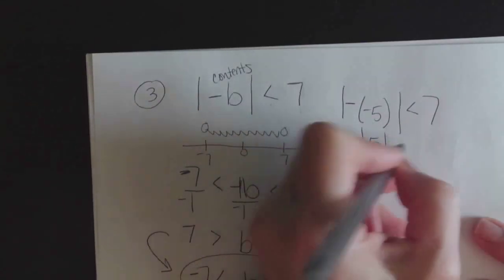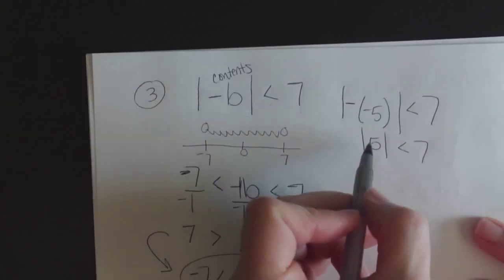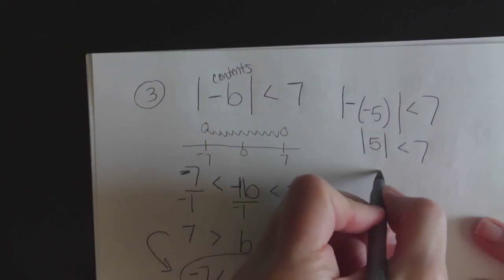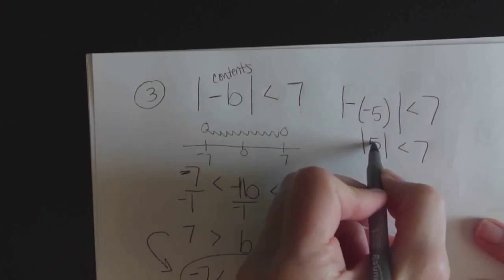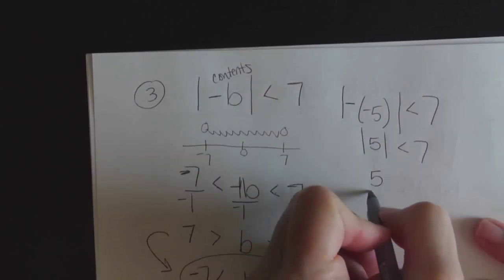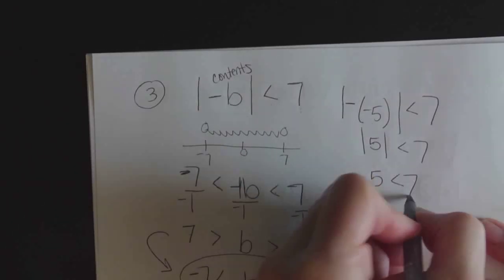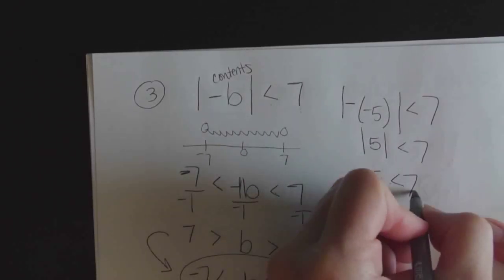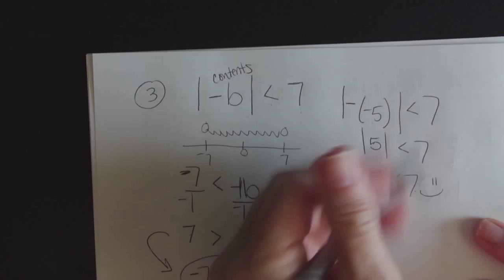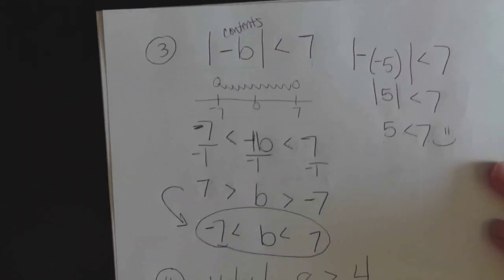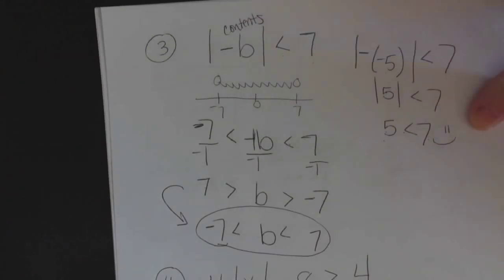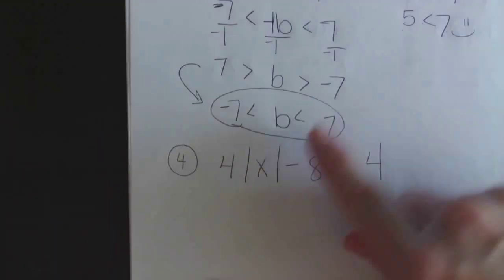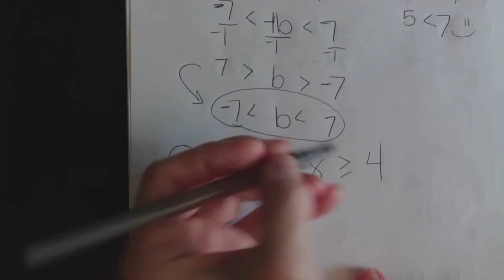So let's see if that's less than 7. Okay, the opposite of negative 5 is 5. So I have absolute value of 5 is less than 7. Now the absolute value of 5 is itself 5 because the number 5 is 5 away from 0. And you ask yourself, is 5 less than 7? Yeah. So that's a good check. So I'm thinking we did that right.